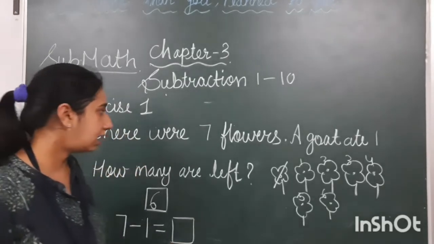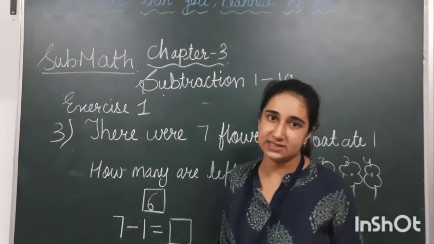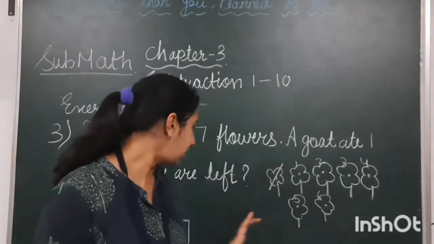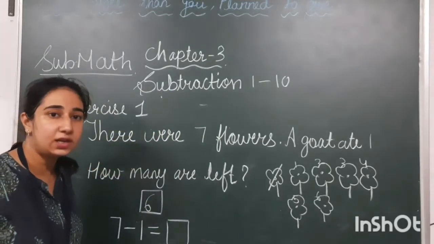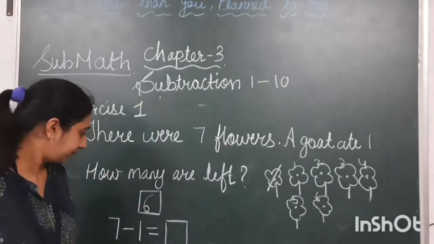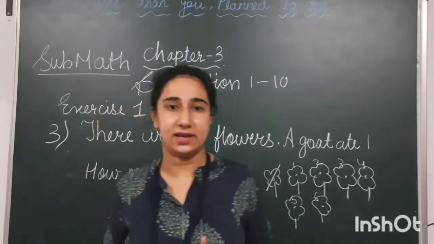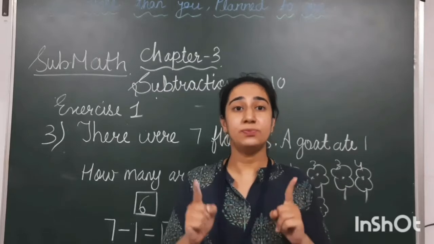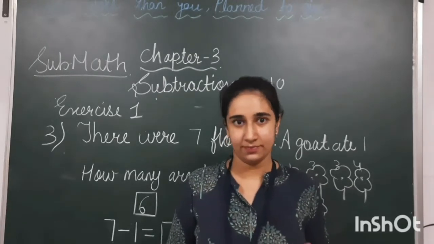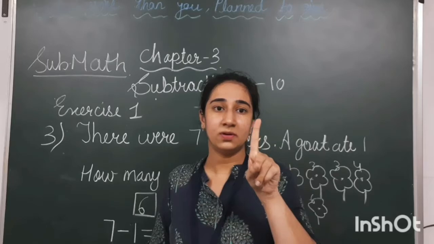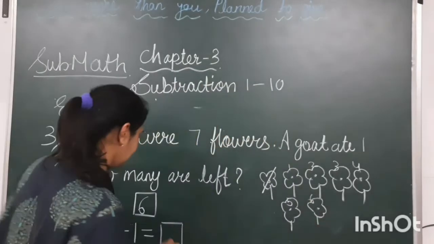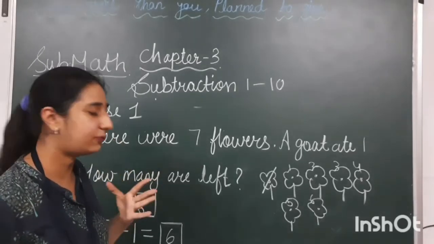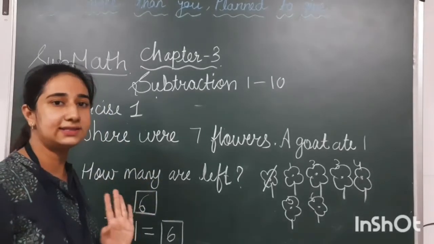Again, here keep 7 in your mind as 7 is greater number. Fix 7 in your mind and show smaller number that is 1 in your finger. Count before 7. In subtraction, we have to count before. Keep this in your mind as well. So, 7 before 6. So, 6 flowers are remaining now. 6 flowers are left now. 6 will be the answer.